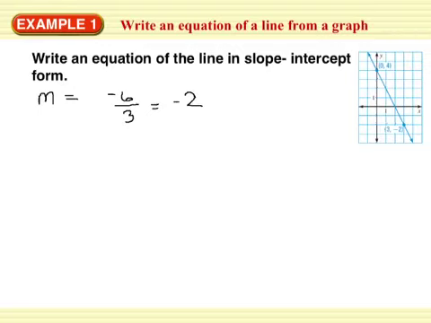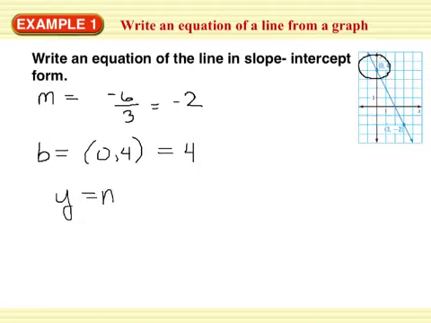Then we're going to find the y-intercept. The y-intercept is where the line crosses the y-axis. The y-intercept is at 0, 4, and where x is 0, you have your y-intercept, which is 4. Next, we're going to write the equation in the y equals mx plus b form. So I have y, slope is negative 2, and y-intercept is 4.